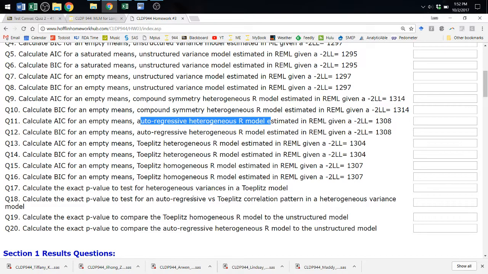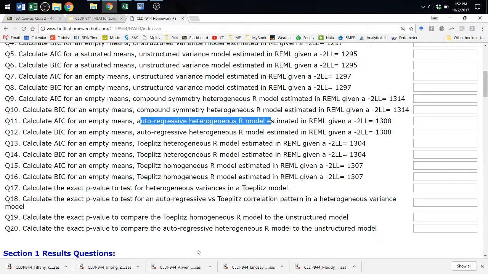So yes, the autoregressive pattern is a nested model relative to Toeplitz, because Toeplitz says that each off-diagonal needs to be a different thing, whereas autoregressive says no, it has a pattern to it. It's a square, it's a cube, it's a fourth, it's a fifth. So each getting to be different is the larger model, and no, they follow this exponential pattern is the nested smaller model.